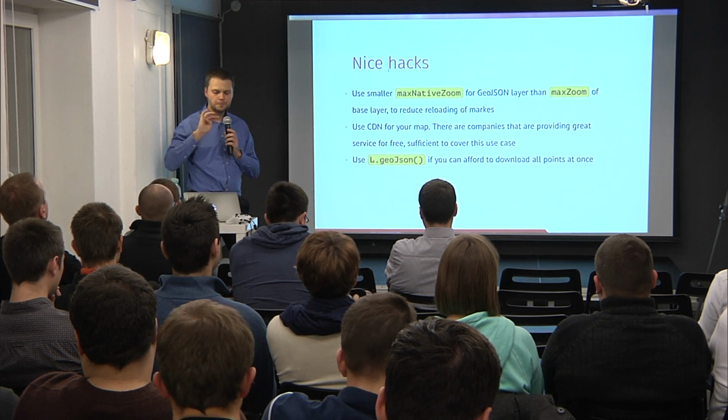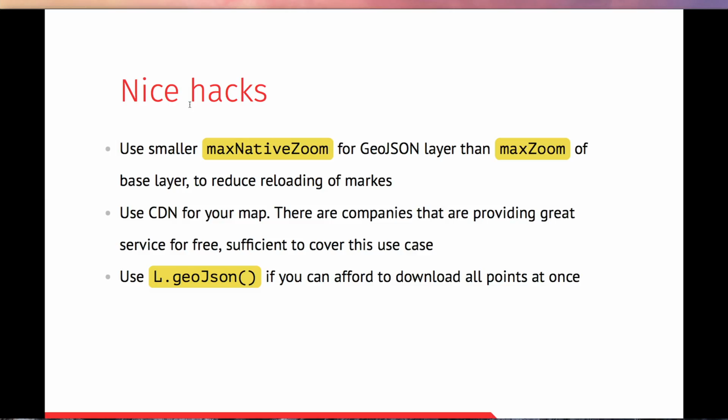So when you set, for example, the max native zoom at level 17, when you zoom in to level 18, you're actually not downloading the same data again, because the GeoJSON layer stays at the 17 zoom level. This was a workaround I made just to not download data each time that I was zooming, but to stay with some data when I was close enough.